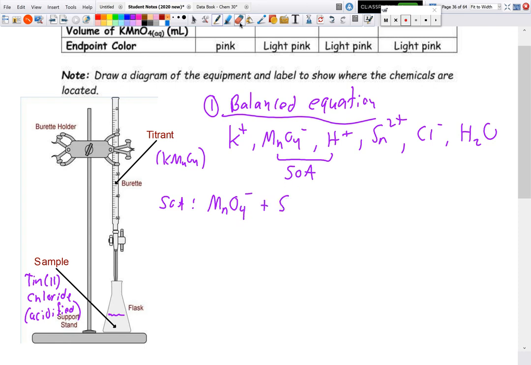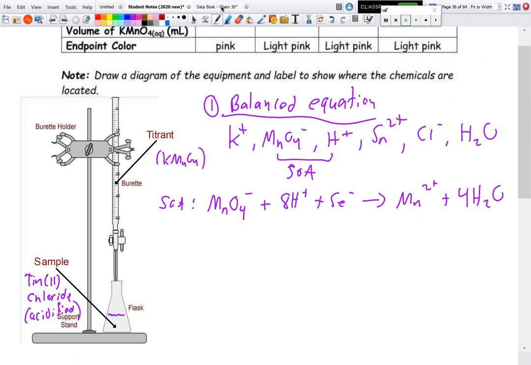Oops, it's not 5 hydrogens, it's 8 hydrogens. So that's our strongest oxidizing agent.